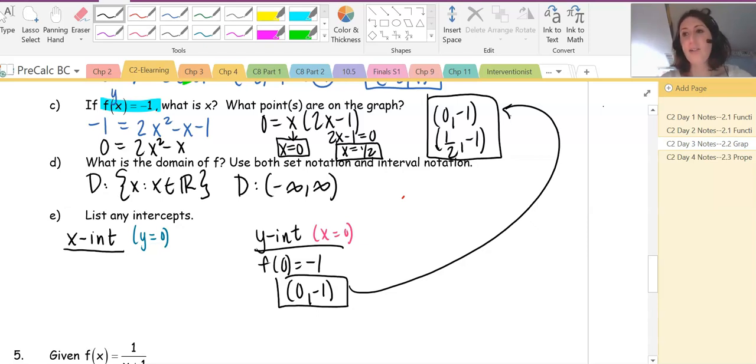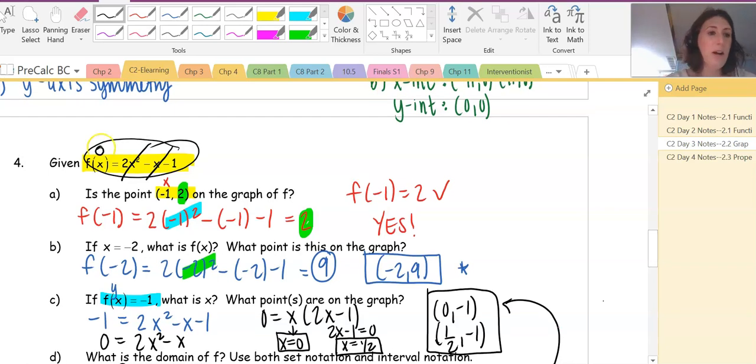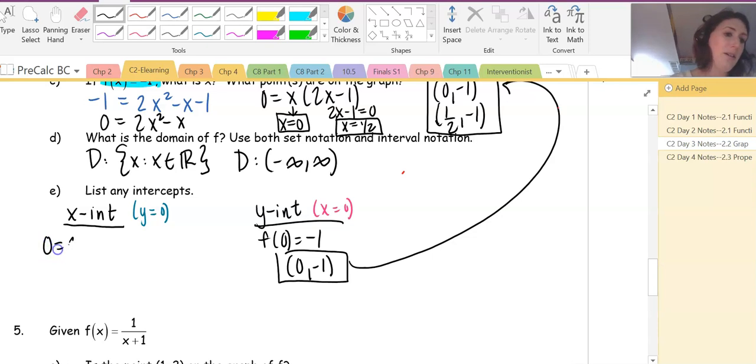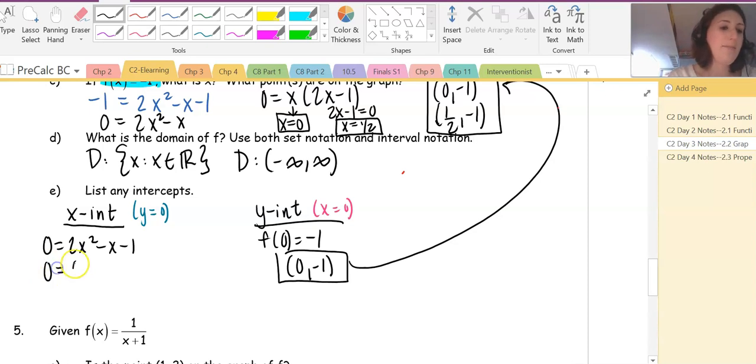Okay, x-intercept is a little more work. So we have to plug a 0 in for y. So let me do that. 2x squared, what is it, minus x, minus 1. And then this is something that you'd either have to factor or use the quadratic formula, but we can factor it, so let's do that.